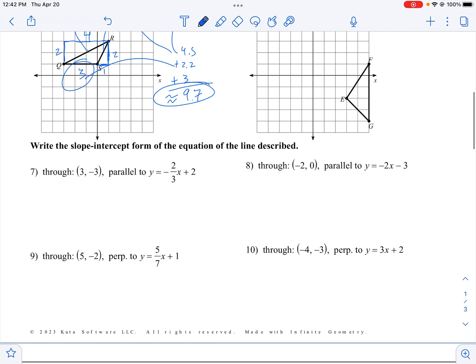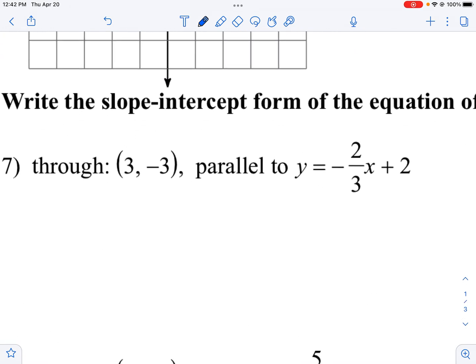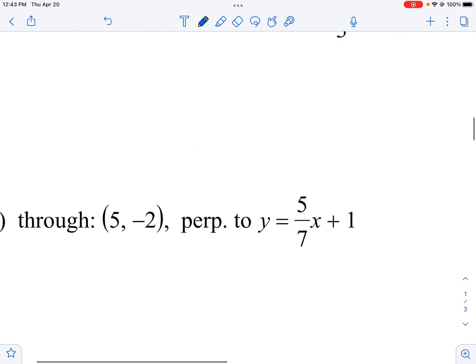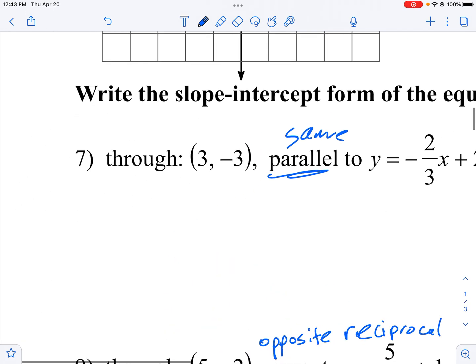And now we're going to get equations of lines that are parallel or perpendicular. Remember, parallel slopes are the same, and perpendicular ones are opposite reciprocals. An opposite reciprocal means you flip it upside down and you change the sign on it. So let's start with a parallel line.